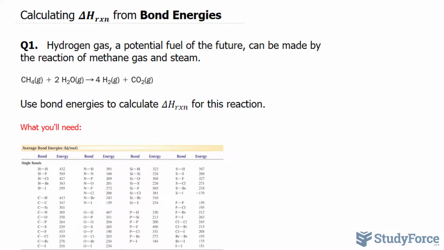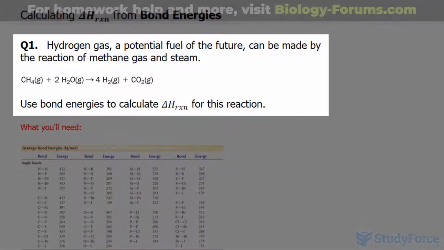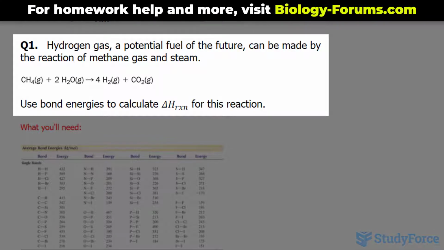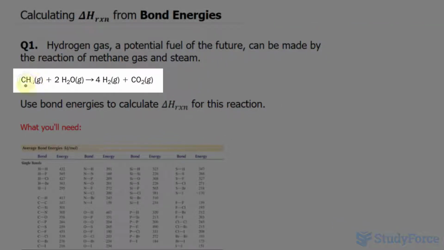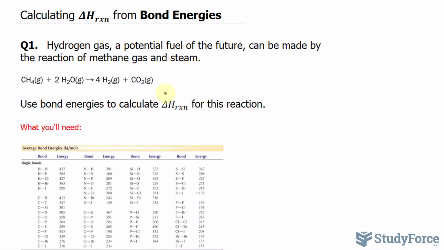In this tutorial, we'll go through 3 examples on how to calculate the change in enthalpy of the reaction from bond energies. Question 1 reads: hydrogen gas, a potential fuel of the future, can be made by the reaction of methane gas and steam. Take a look. This molecule represents methane, H2O represents the steam, and the products are H2 and CO2. Use the bond energies to calculate delta H for the reaction.